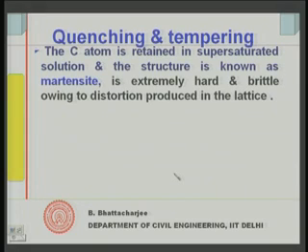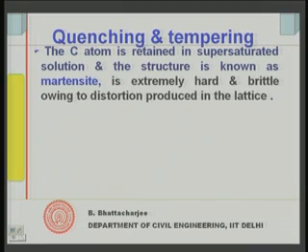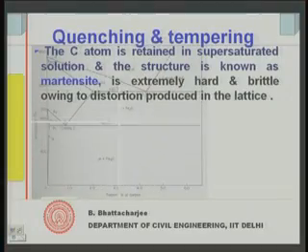is that the C atoms remain, and they go into the interstices and form a solution, but it is in a supersaturated state. So, it forms a supersaturated interstitial solution, and the structure is known as martensite, which is extremely hard and brittle owing to the distortion produced in the lattice, because now the lattice has become distorted. So, quenching produces an extremely brittle and hard structure called martensite.